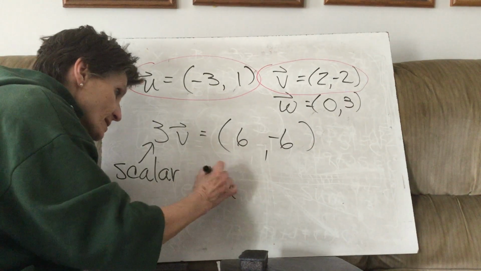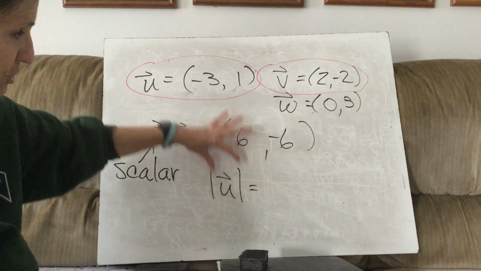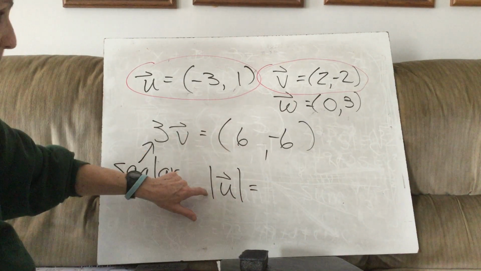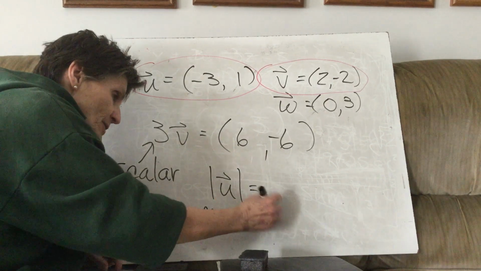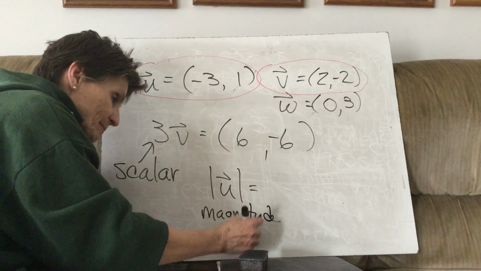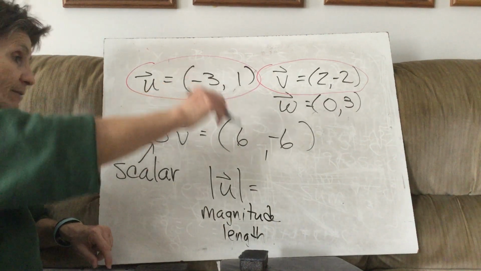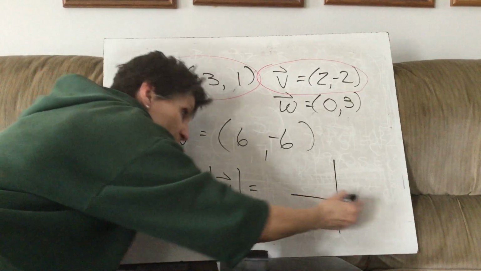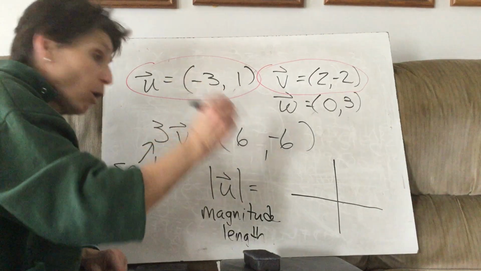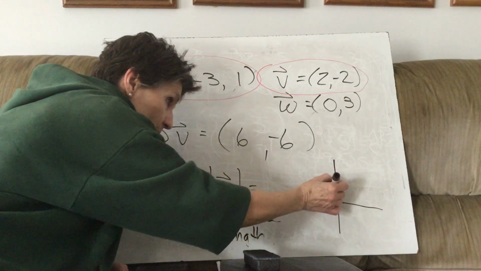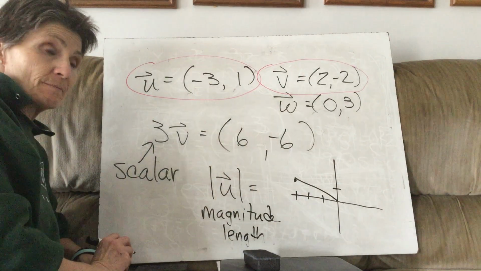Okay, the next one says this. Now stop, we just talked about this. What does this notation mean? That means magnitude. What does magnitude mean? Magnitude means length. Okay, so here's my vector, negative 3, 1. So some of you don't have to draw them anymore. Some of you have this figured out. But you can always draw it. Negative 3, 1. There's my vector, negative 3, 1.